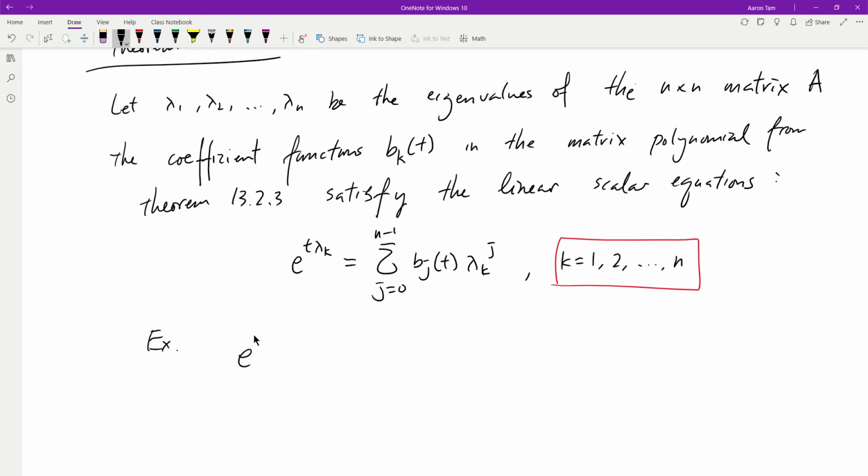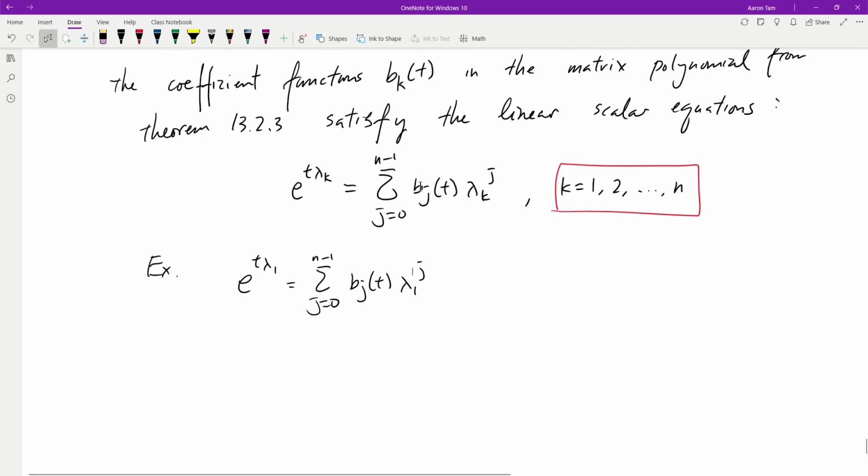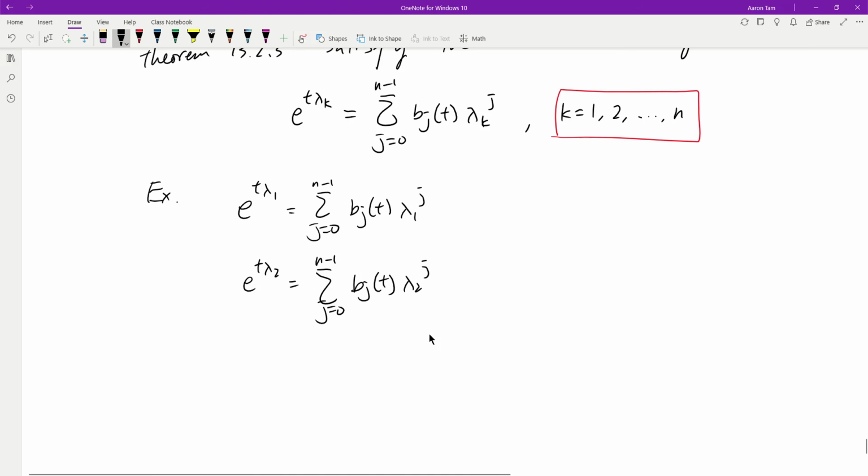That means we have e to the t lambda 1 equal to the summation j from 0 to n minus 1 of b sub j of t times lambda 1 to the j. And then we have a second equation for lambda 2. And then this pattern continues on until you go through to the last eigenvalue, which is lambda sub n.